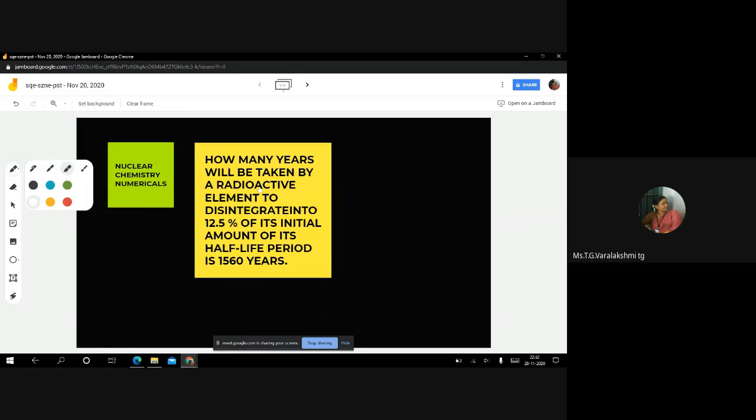In the question, they are asking to find how many years. That means you should find time t in years. Time can be found in minutes, days, seconds, anything. But here they have mentioned that how many years will be taken by a radioactive element to disintegrate into 12.5% of its initial amount.